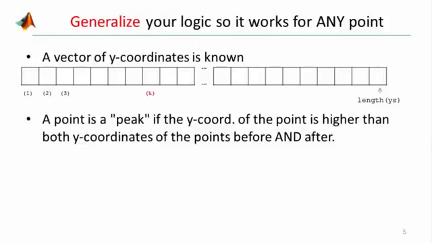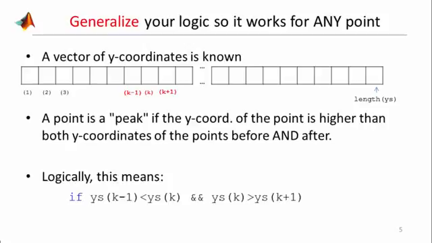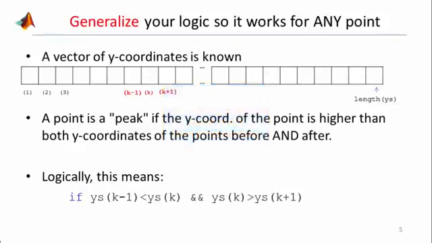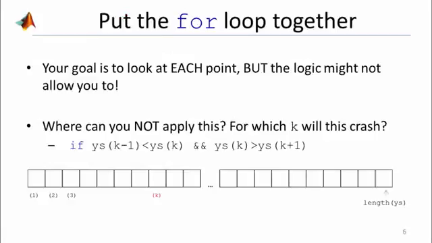Once you put that together, then it's simply logic. If the y at position k minus 1 is less than the y at position k, and the y at position k is greater than the y at position k plus 1, that means we have a peak. So notice how gradually I went from logic, trying to figure out an idea, to actually bringing it to mathematics, some kind of math, and then bringing it to programming. Always try to follow that idea. Then your goal is finally to put the for loop together.